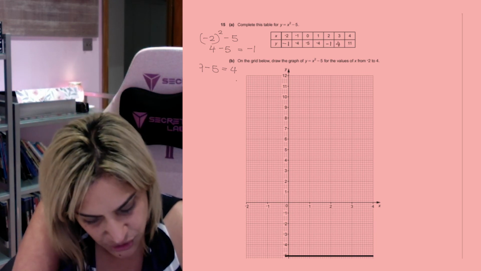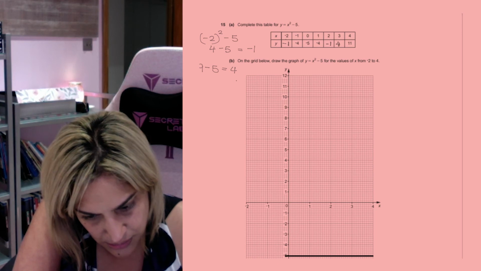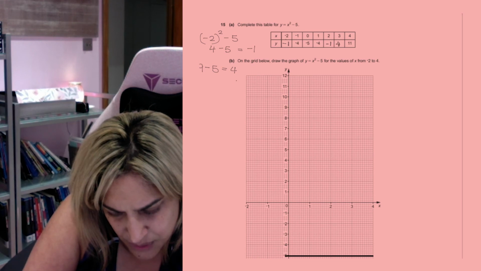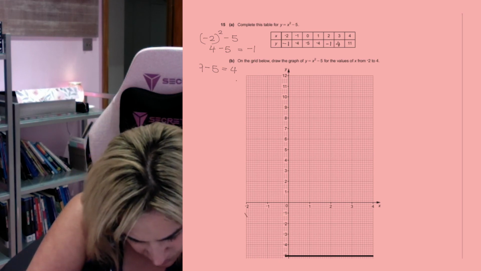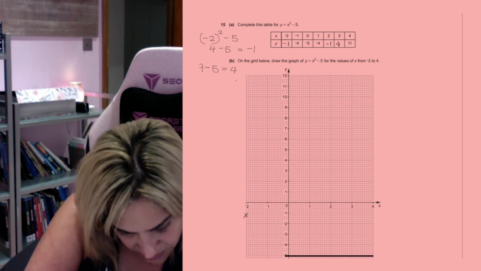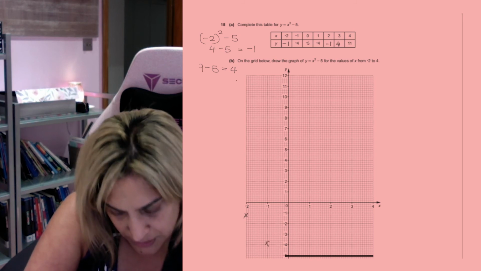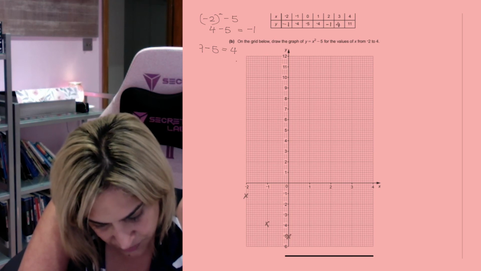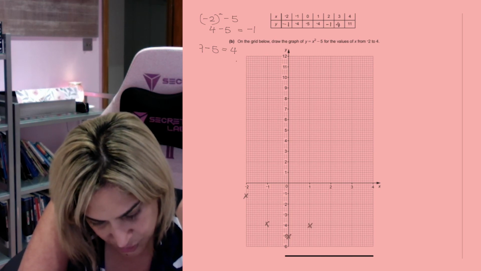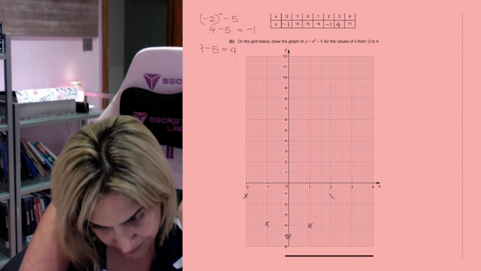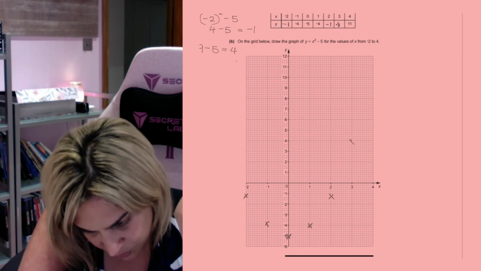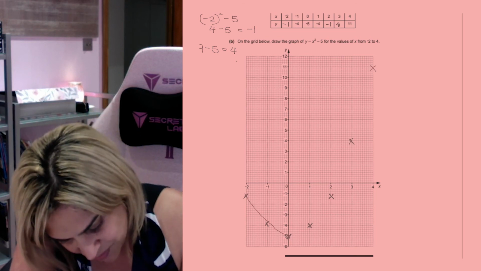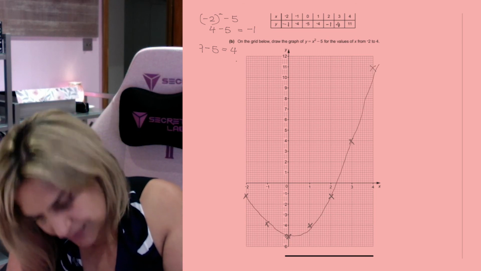So we've got -2, -1, -1, -4, 0, -5, 1, -4, 2, -1, 3, 4, and 4, 11. So if I join that up with a curve, I get something like that.